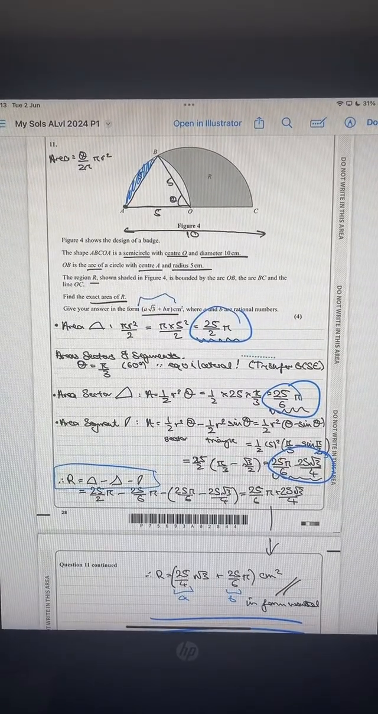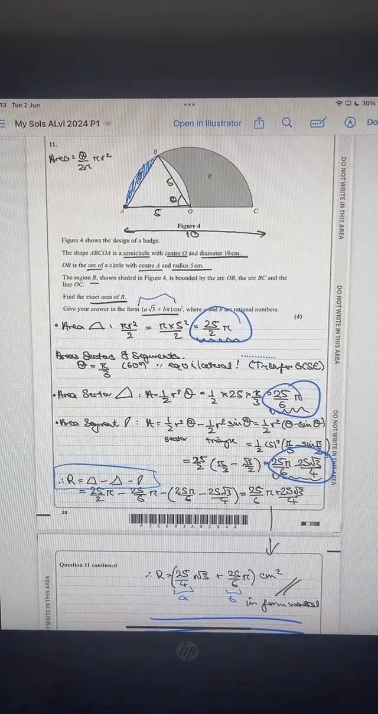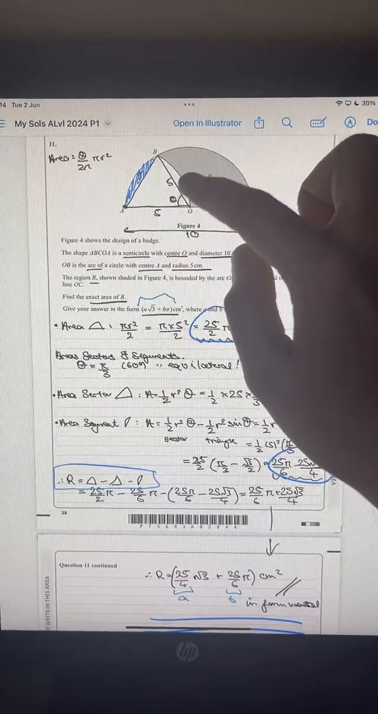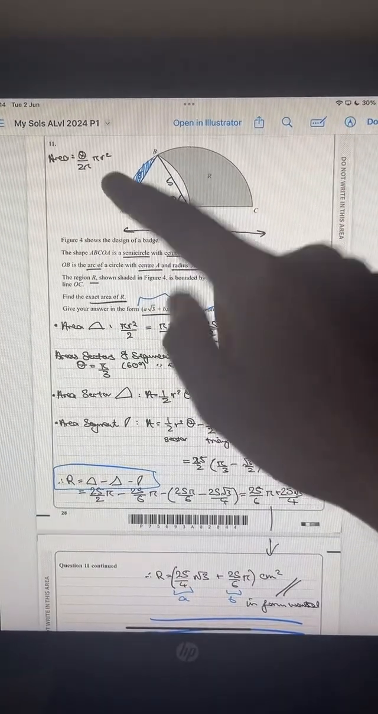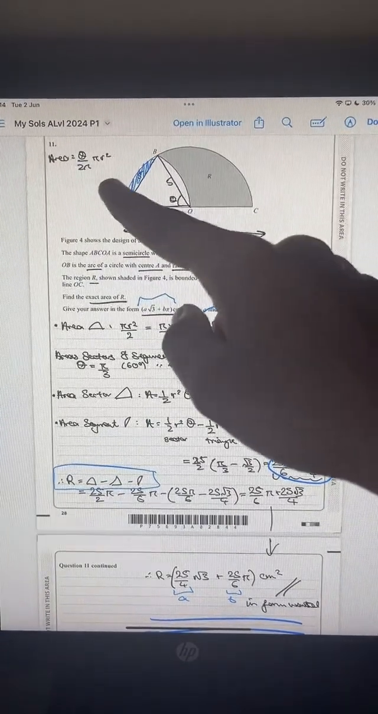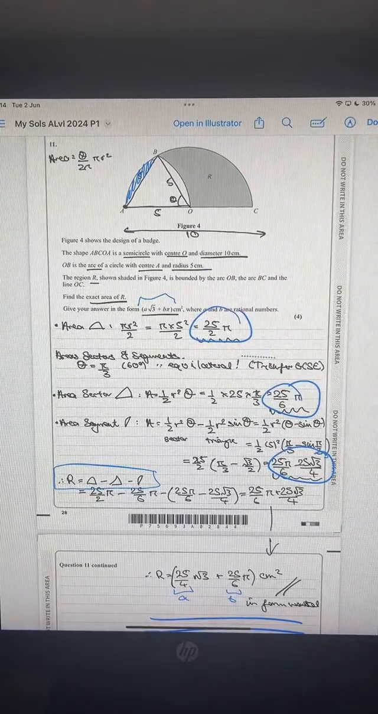Could you calculate? Oh, sorry, there's a question above that. Do you not need to take away the 2 segments? No, I don't need to take away 2 segments. Why? Because my 25 by 6 pi is my sector, so that includes that segment there, which is why I've only taken away once. If I did the area of my triangle instead, then I would need those 2 segments, but the sector includes this segment.